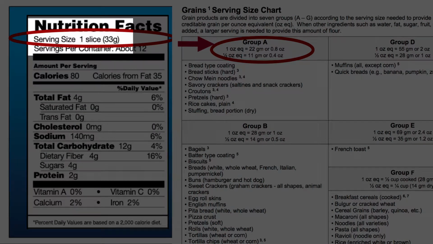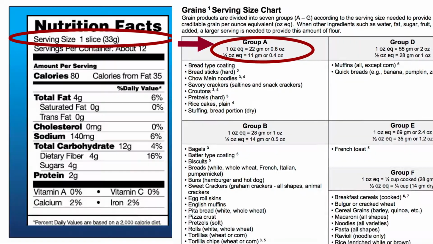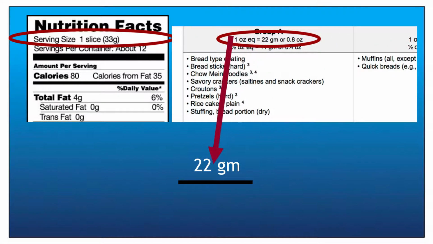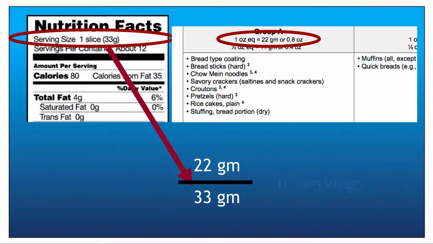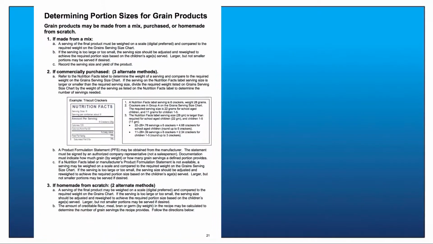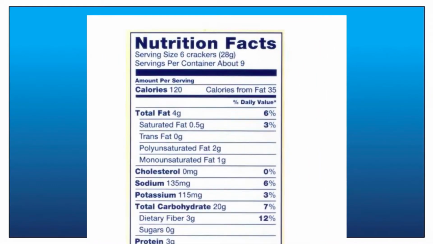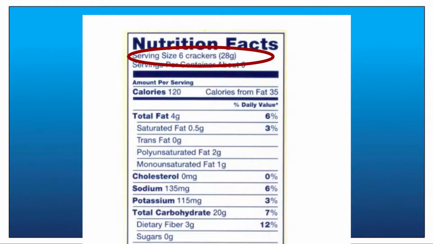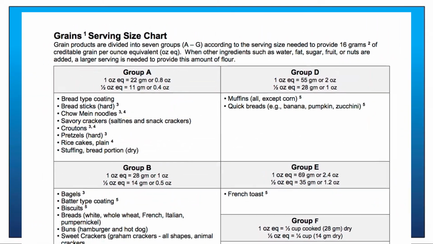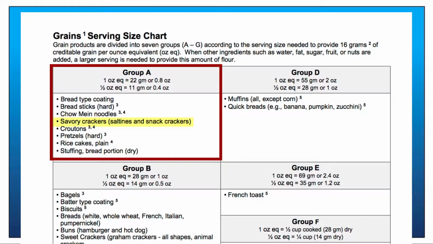If the serving size on the nutrition facts label is larger or smaller than the required serving size, divide the required weight on the grain chart by the weight on the nutrition facts label to determine the amount to serve. An example is provided in the manual using Triscuit crackers. The nutrition facts label indicates a serving is 6 crackers and weighs 28 grams. Savory crackers are in Group A of the grain chart. The required weight is 22 grams for school-age children and adults, and 11 grams for children ages 1 through 5.